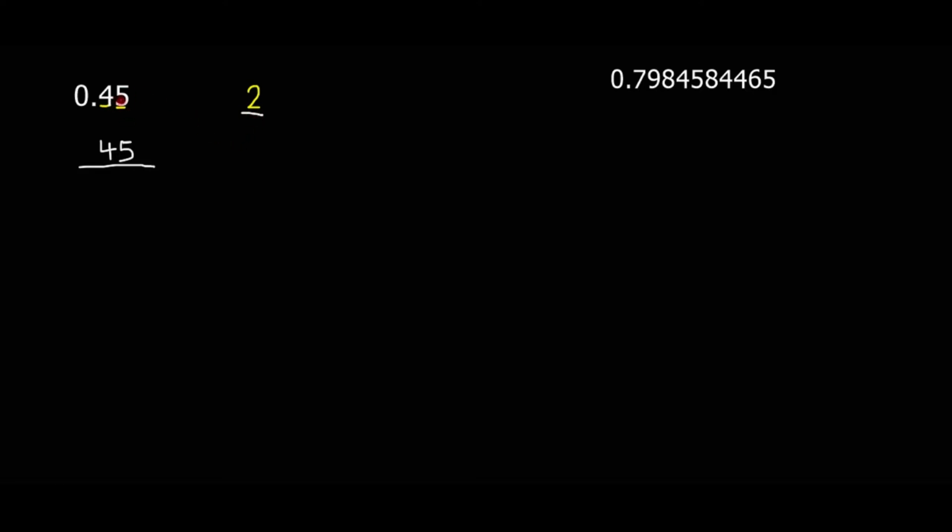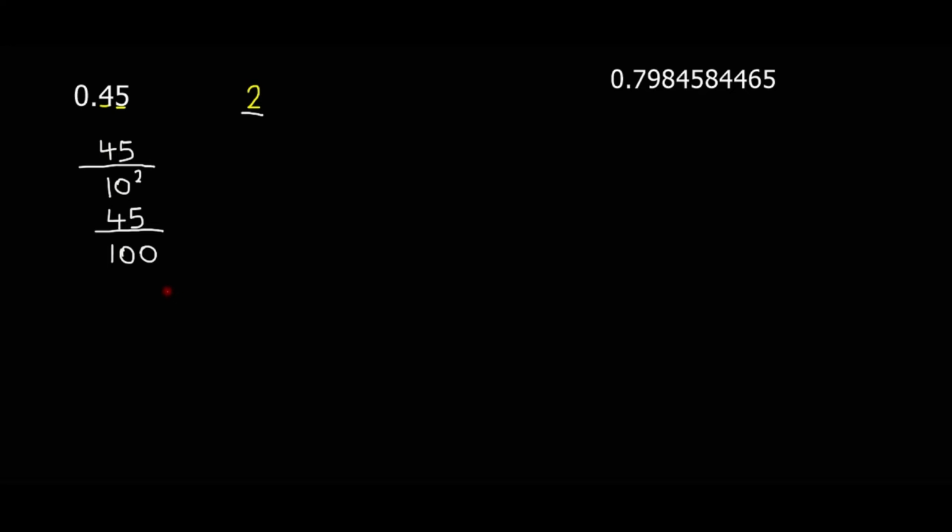If after the decimal we have two numbers, this means we use 10 to the power 2. But if we have three numbers, we use 10 to the power 3. If we have one number, we use 10 to the power 1. So in this case, we have two numbers. 10 squared is 100. And so this is our answer.